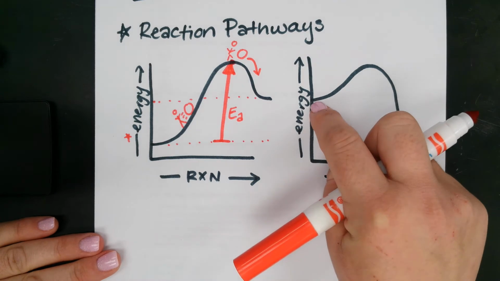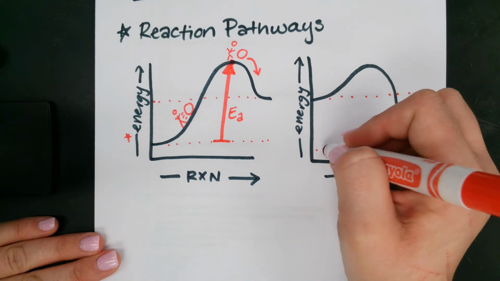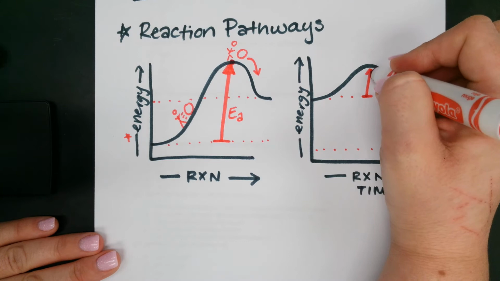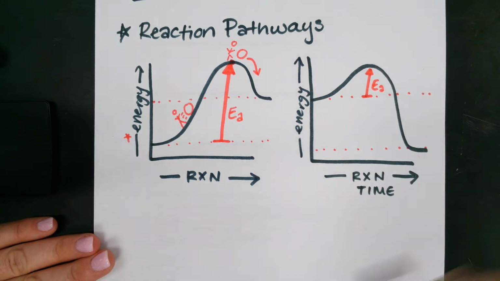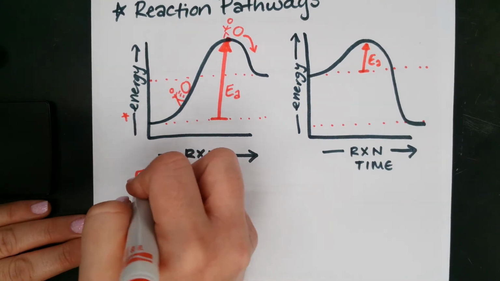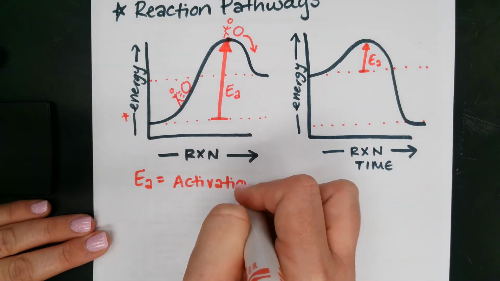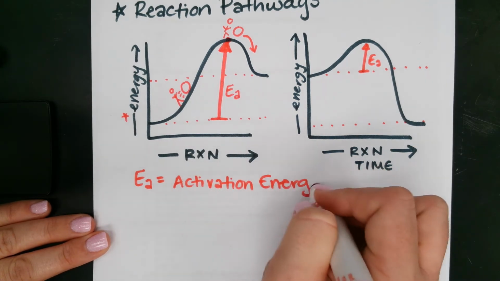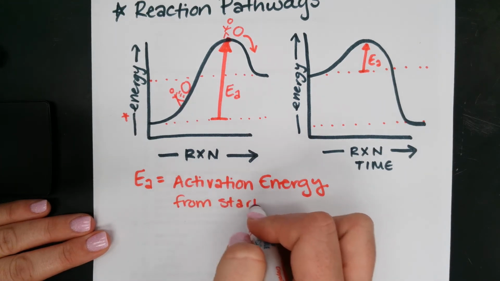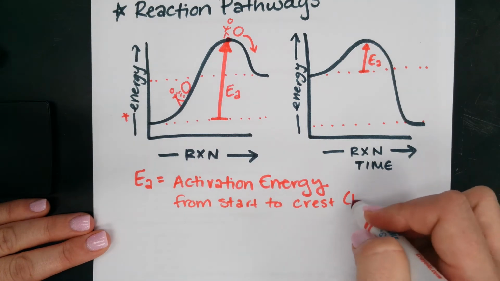And the same goes over here. It's a little bit higher, and the activation energy is a little bit smaller. Again, the activation energy is from the starting point up to the crest. So we see at 1, it's smaller than the other. Let's go ahead and write that down too. E subscript A is the activation energy, and this is the energy from the start to the crest, or the highest point.